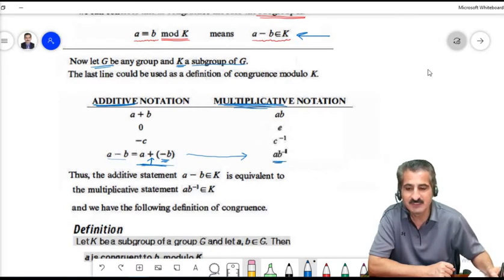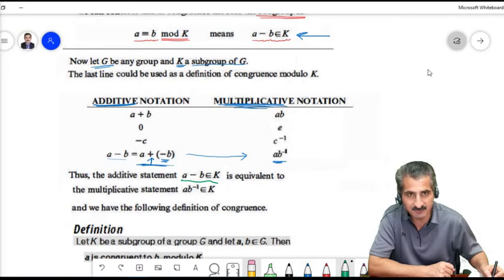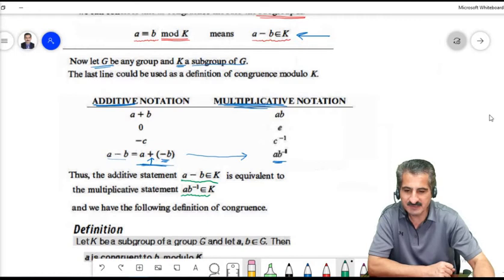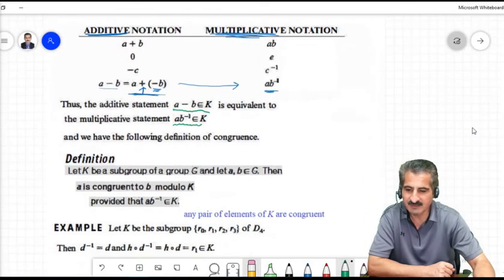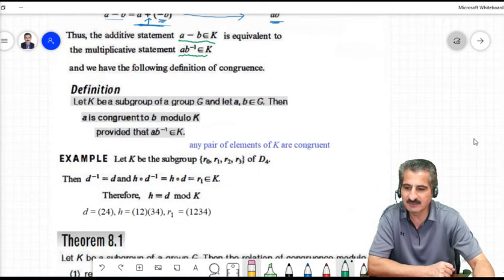So for addition we say a minus b belongs to K, which means a and b are congruent modulo the subgroup K. But when the operation of the group is multiplication, then we say a times b inverse belongs to K, which means a and b are congruent modulo K. So this is the way we will define congruence in groups. And here we go.